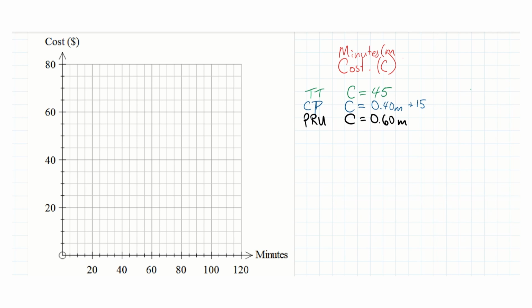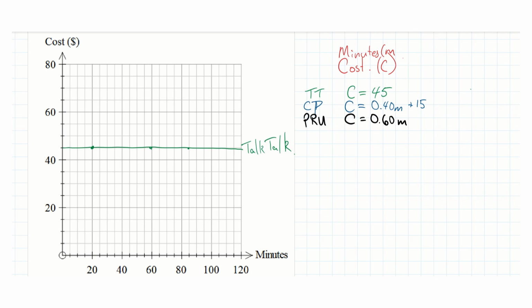So let's look at our first, TT. If I spend 20 minutes talking on the phone, how much is it going to cost me? It's going to cost $45, because no matter how long I talk, it's going to cost $45. If I talk for 60 minutes, it's also $45. If I talk for 85 minutes, it's $45. So the graph for this line is just going to be a straight line across here. This is our TT graph. So we're part of the way through.